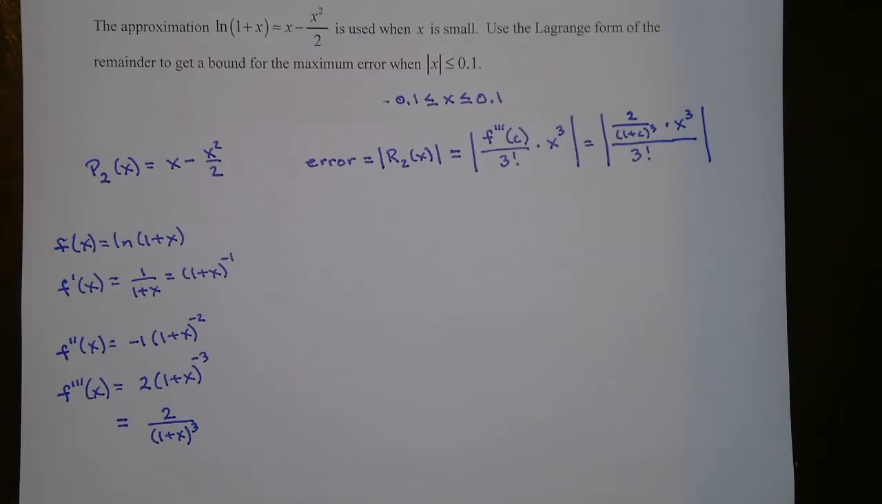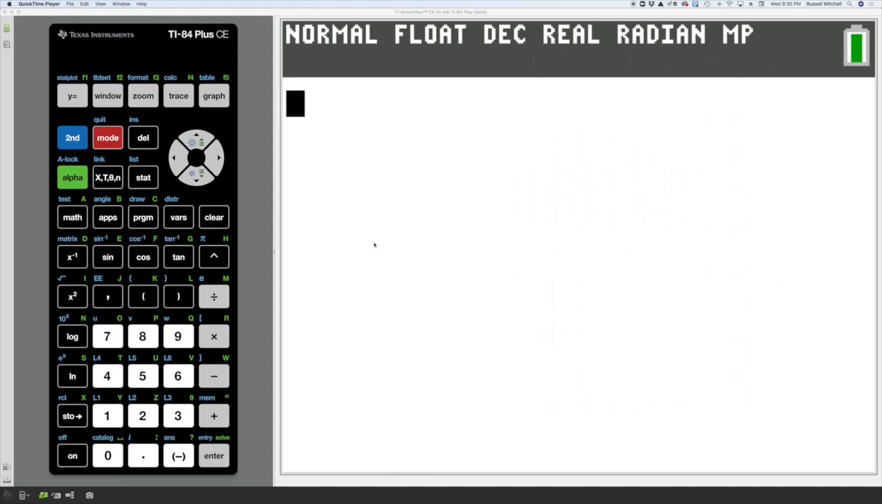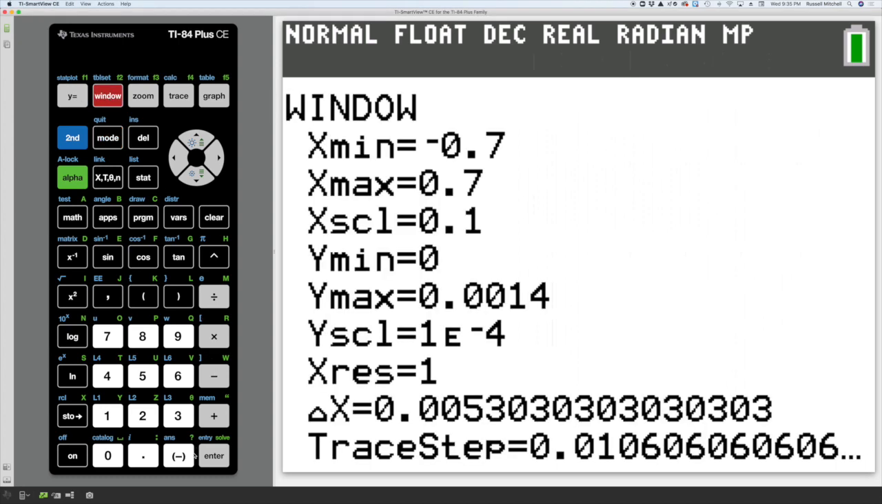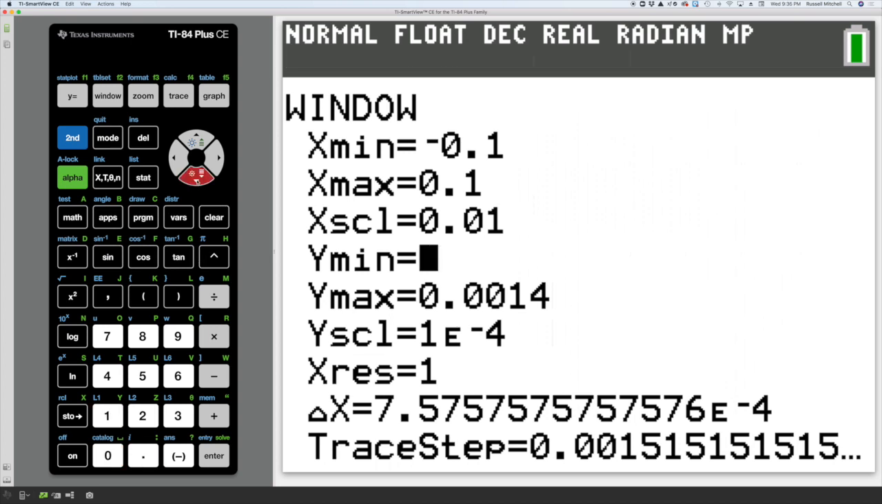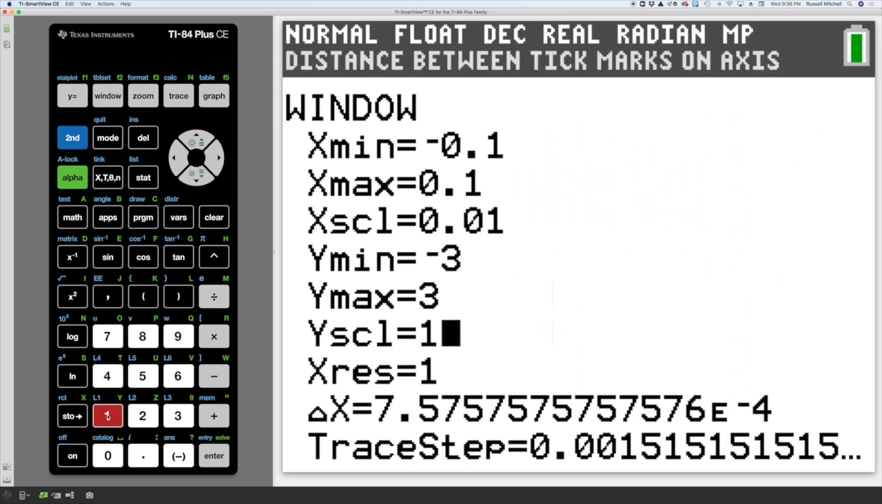Okay, so I'm going to go to my graphing calculator now. I'm going to press the window button and change this to negative 0.1 for my x min, and then my x max is going to be 0.1. And then my x scaling would be 0.01. It really doesn't matter what your x scale is. For your y min, let's do negative 3, and your y max, let's go 3, and y scale, let's do 1.